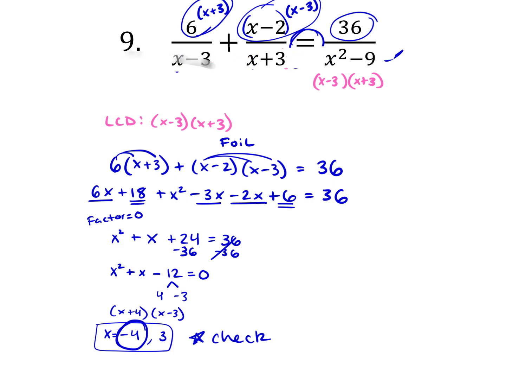Let me erase this. Let's plug in 3 now. 3 minus 3, 0. What happens if we get 0 in the denominator? Doesn't work. It's not an answer. So our only answer here would be negative 4.